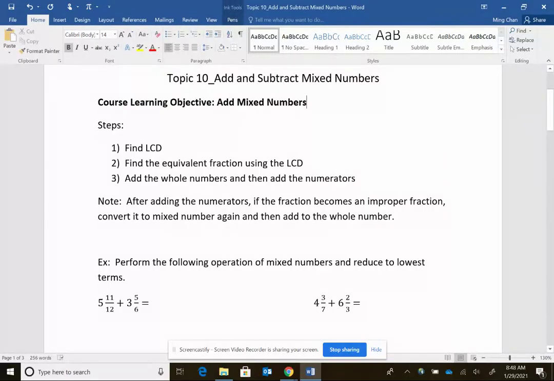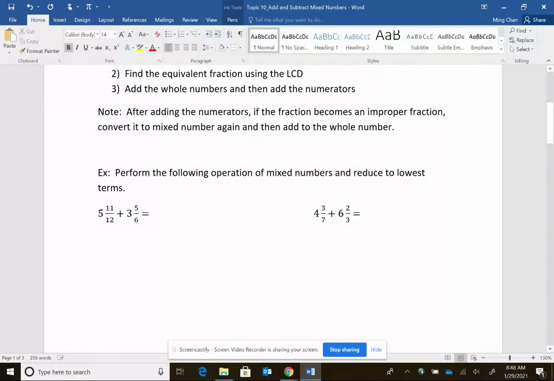Once we add up the whole numbers and add up the numerators, what happens sometimes is that after adding the numerators, the fraction portion of the answer becomes an improper fraction. Then we've got to convert it to a mixed number again. The extra whole number that we come up with, we're going to add back to the original whole number answer. Okay, so let me show you. It's a little bit weird after the third step.